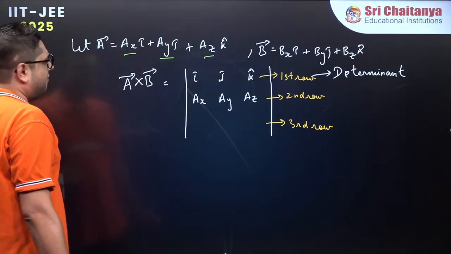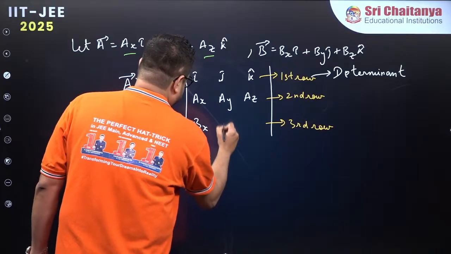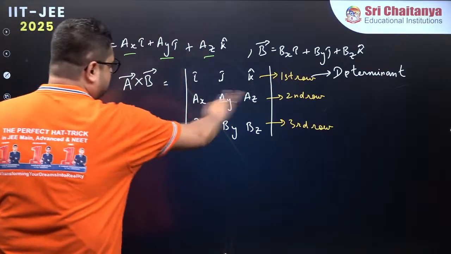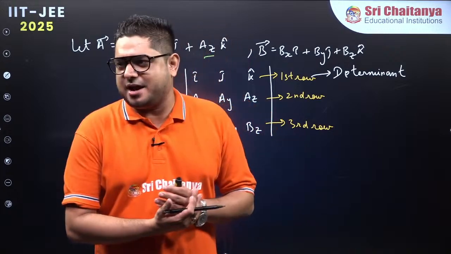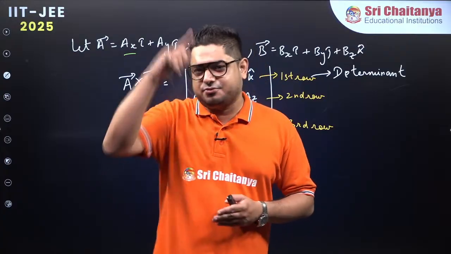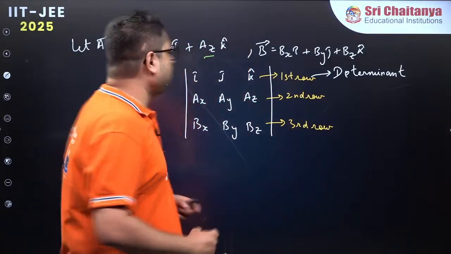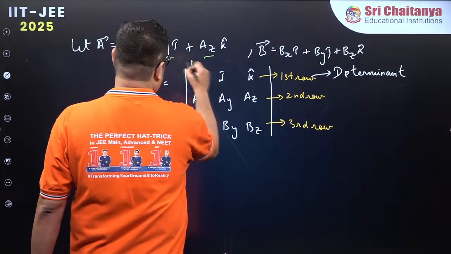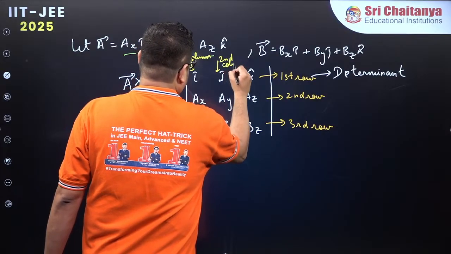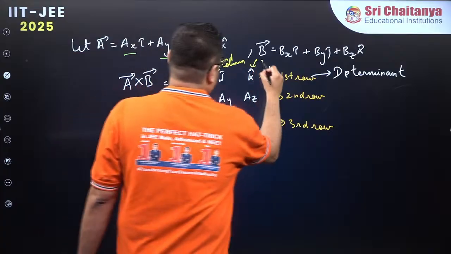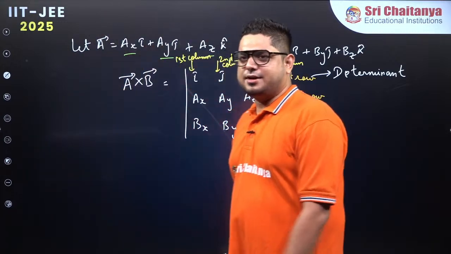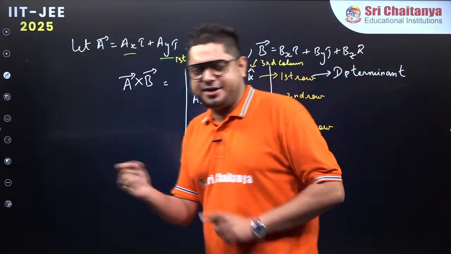Now, what needs to be done? We need to write down the coefficients of B, which are BX, BY and BZ, like this. In any determinant or matrix, the horizontal elements are known as rows and the vertical elements are known as columns. So this is going to be your first column, this is going to be the second column, and this is going to be the third column. So now we have three columns and three rows. This is a 3 into 3 determinant.